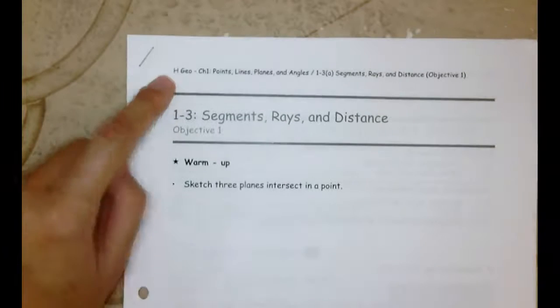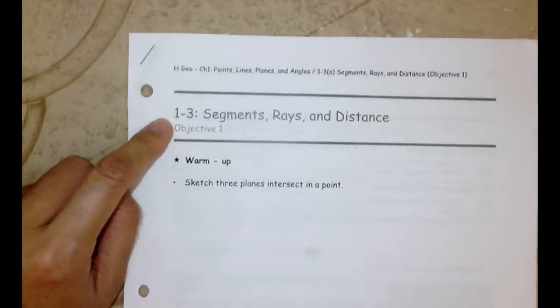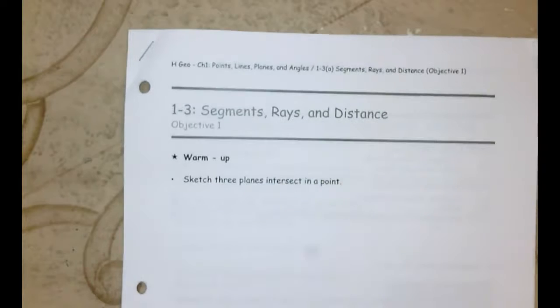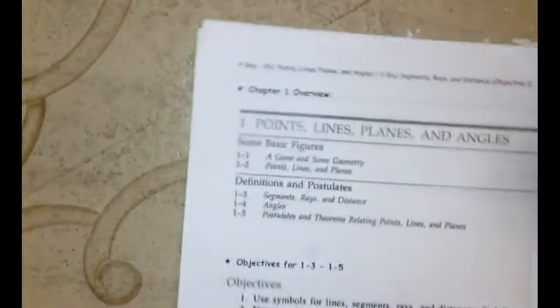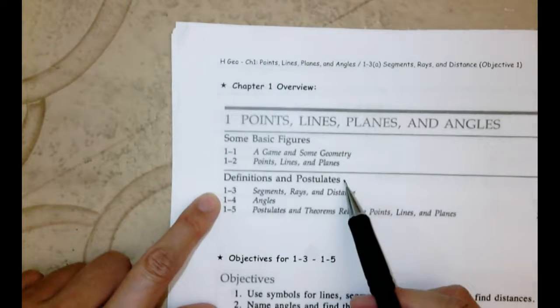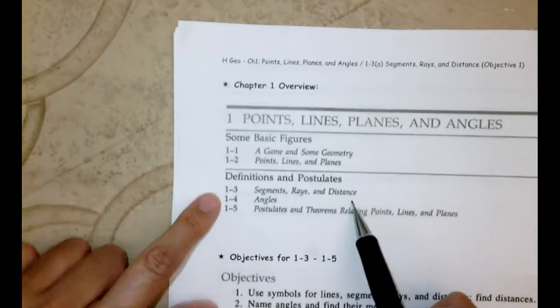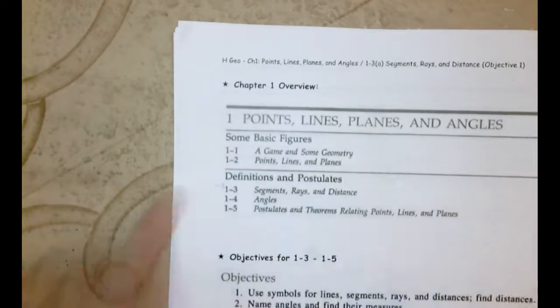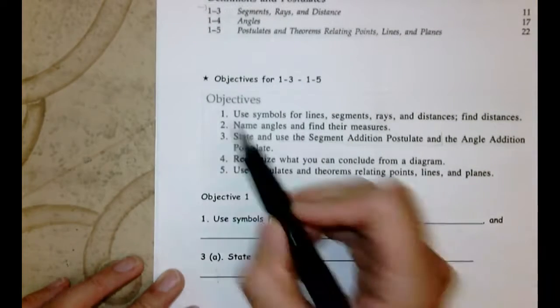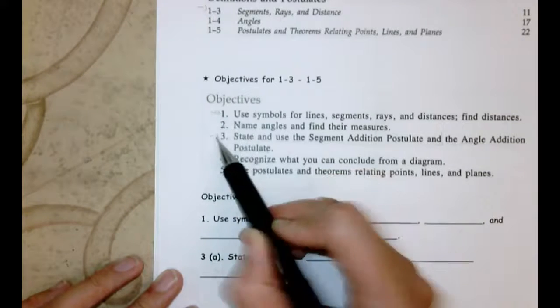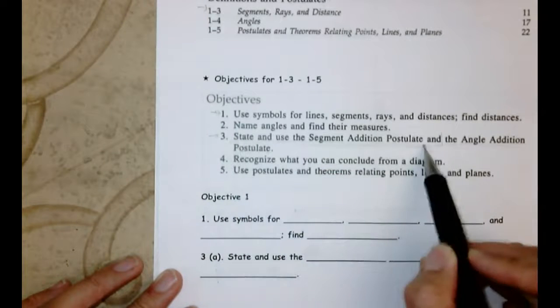Okay, this is Honors Geometry Section 1-3: Segment, Rays, and Distance. Let's start with this page right here. Definitions and postulates is the second part of chapter 1, we're right here. And for this packet, we have two objectives: this one, and then part of this 3, the segment addition postulate.